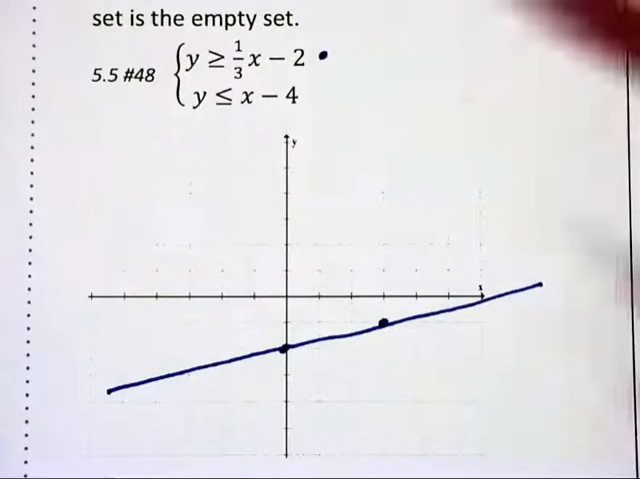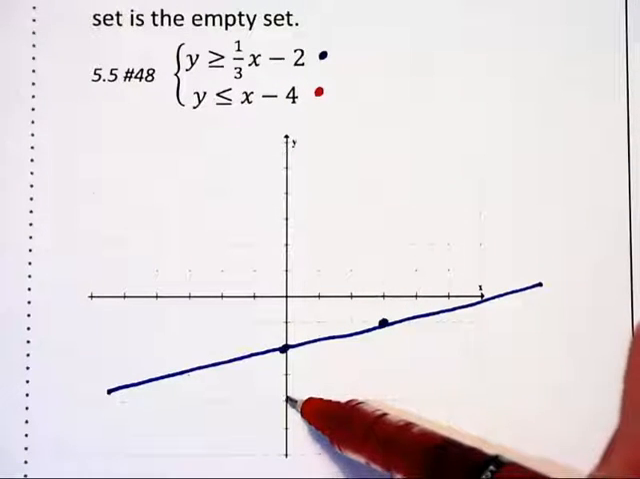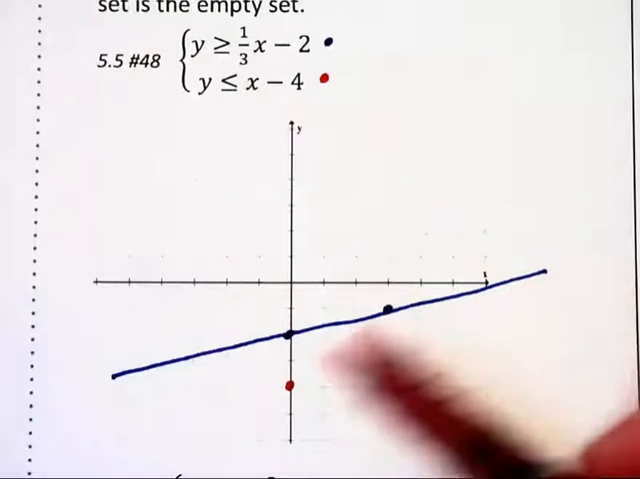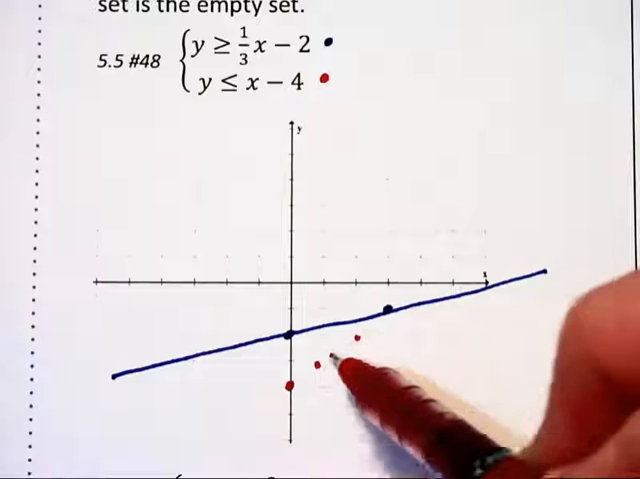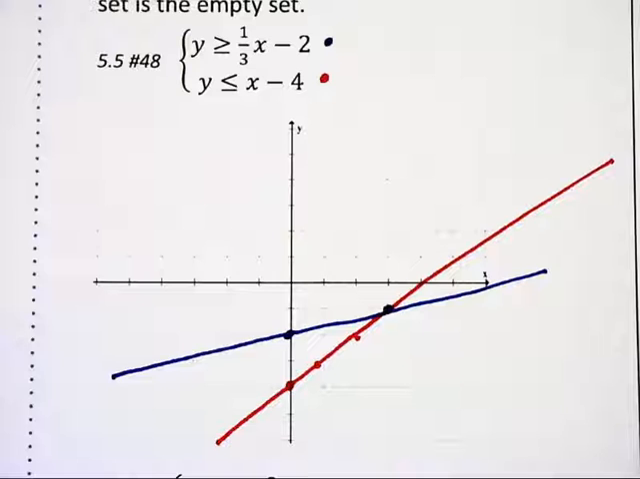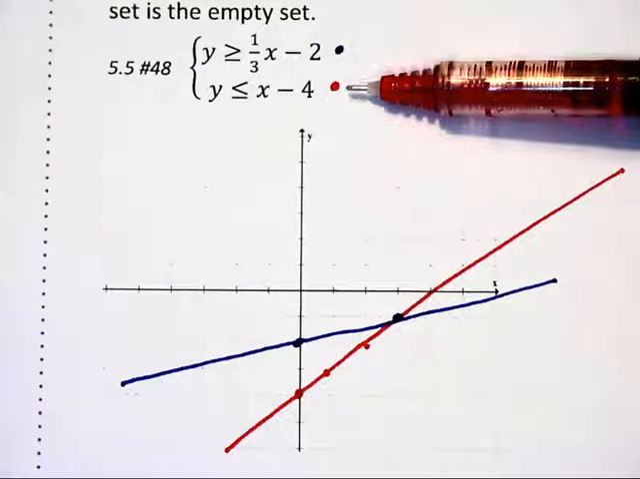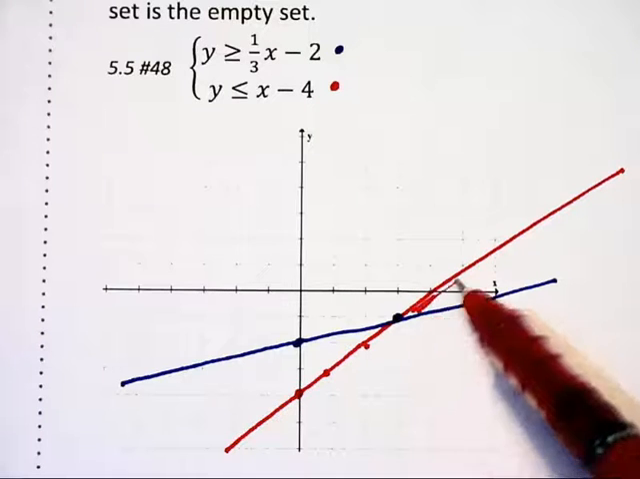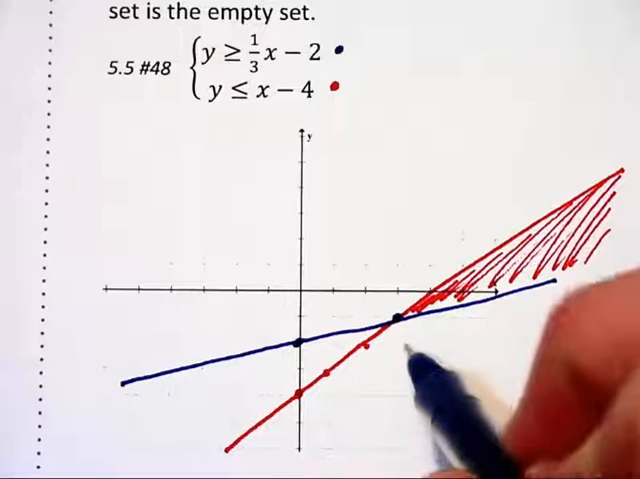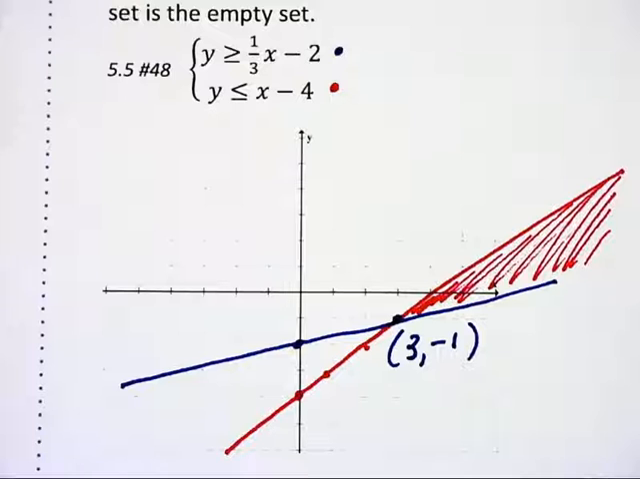And the second equation, which I'm going to shade in red, is going to have a y-intercept of negative 4, and the slope is going to be 1. There's a 1 in front of that x, so up 1 over 1, up 1 over 1. You can see where they're going to intersect there. And there we go. Now, we're shading above the blue, but below the red, which gives us a region of solutions right there. And the point where they intersect at (3, -1) is part of the solution set.